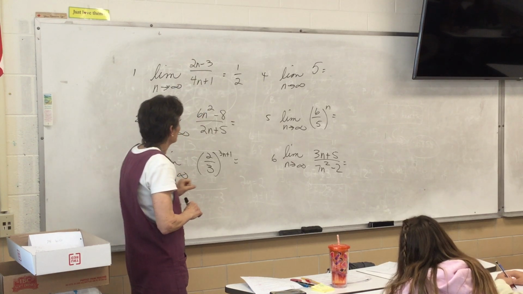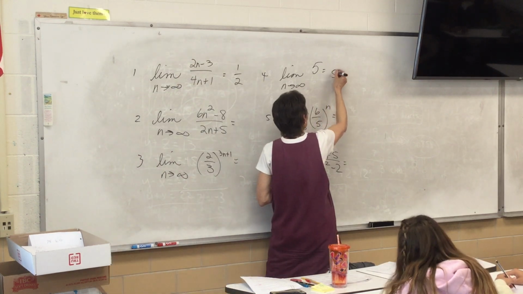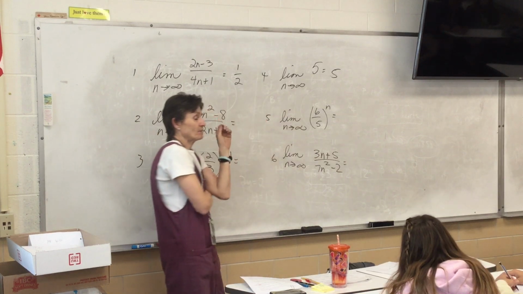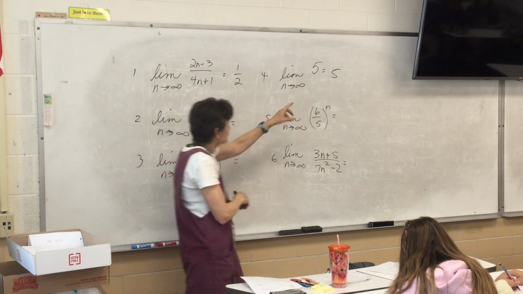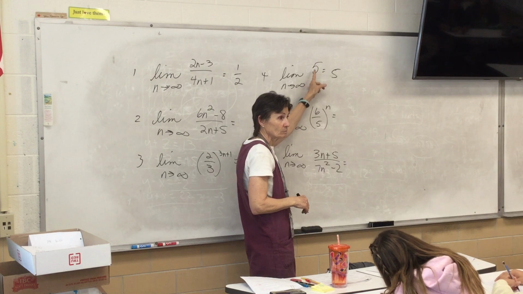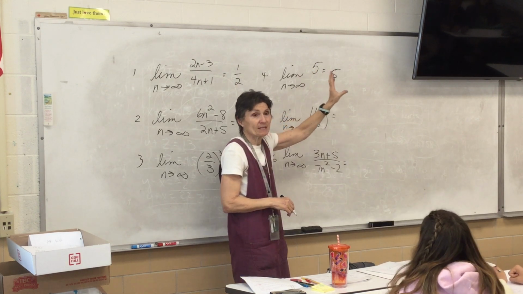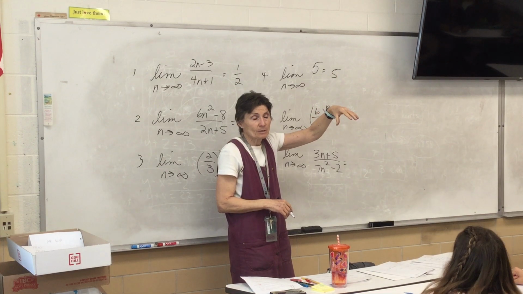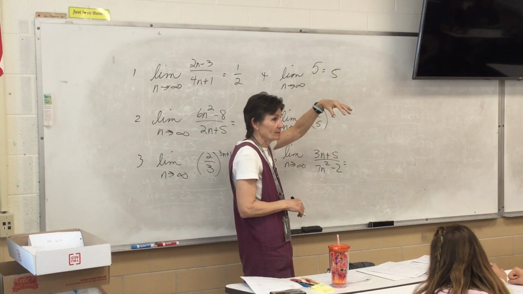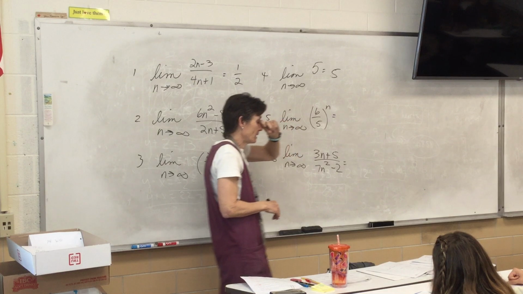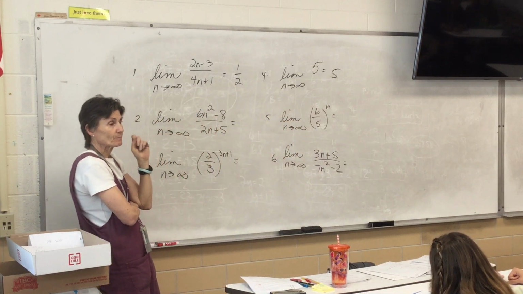All right, Maggie? 4 is 5. That one we didn't talk about very much, but it's the limit of a constant. Is there any n in this at all? No. So when all you've got is a number, the limit of it is the number. So if it were an 11, it would be 11. Okay, anybody know any of the rest of them?